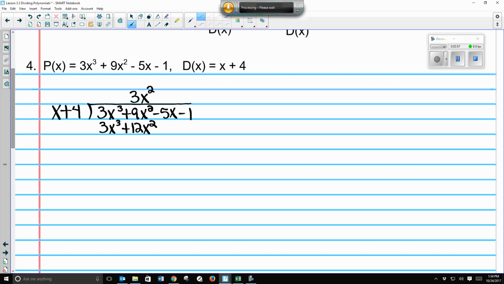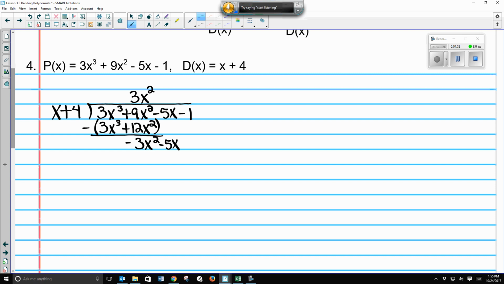Here's the thing, I'm subtracting, just like regular long division, I'm subtracting all of that. So everything inside has to change its sign. So it's 3x cubed minus 3x cubed, and 9x squared minus 12x squared is negative 3x squared. If it helps you to change that sign so that you don't forget, go ahead and do that. But I don't do it because it makes mine messy, so I'd rather apply it as I go. Bring down your negative 5x.